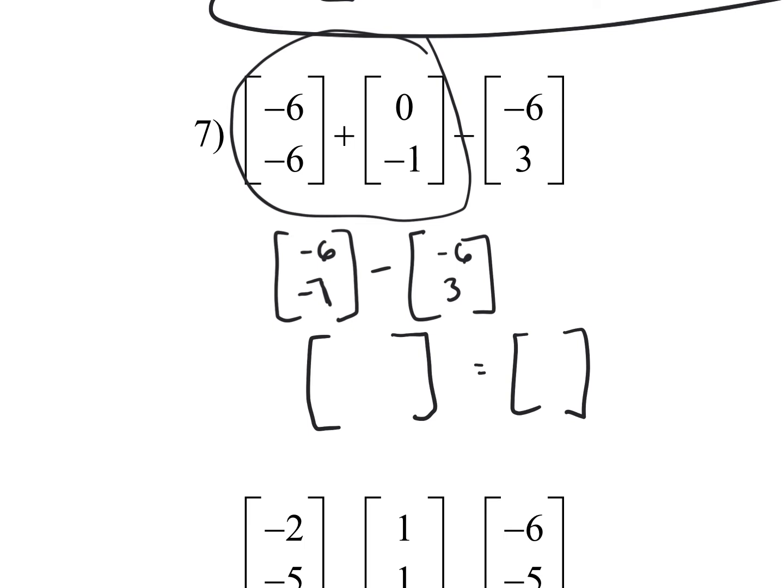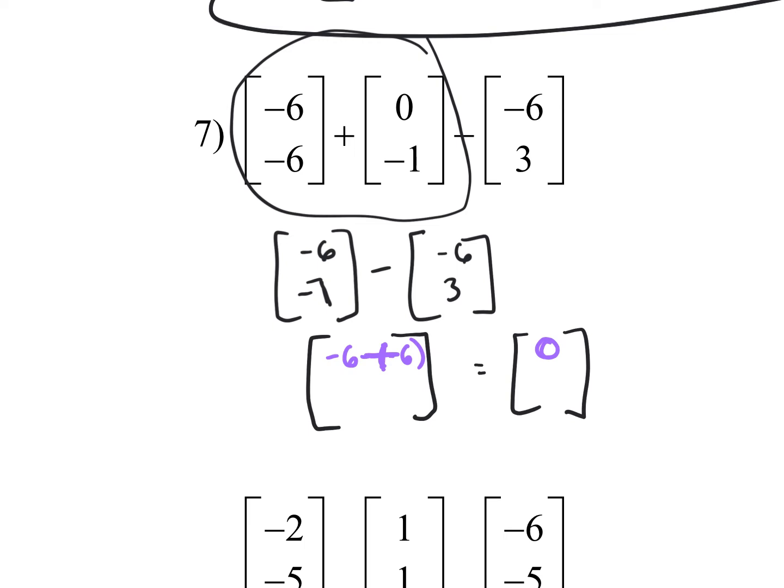Subtract negative 6 and negative 6. So we have negative 6 minus negative 6. What happens when you subtract a negative? It becomes positive. So it's negative 6 plus 6, which is 0.